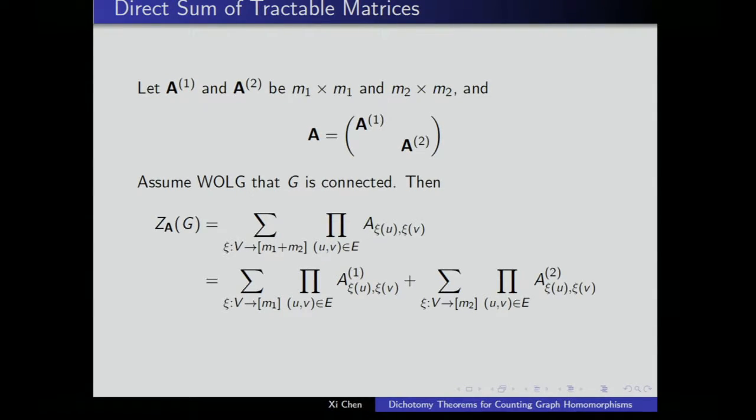So if G is connected, then it's easy to show that all the assignments that have non-zero weights are basically those that map all the vertices to the first block, or the assignments that map all the vertices to the second block. So we can write the partition function as the sum of the partition function using A1 and the partition function using A2. So if both A1 and A2 are easy to solve, A is also easy to solve.